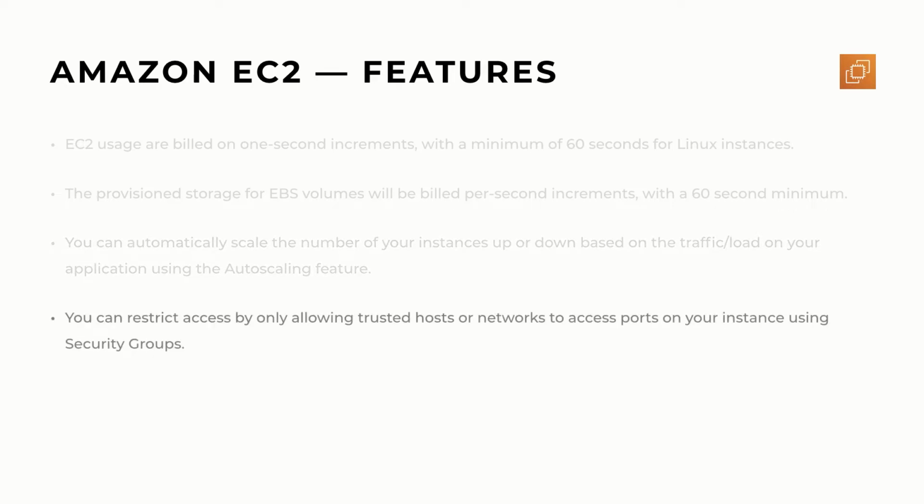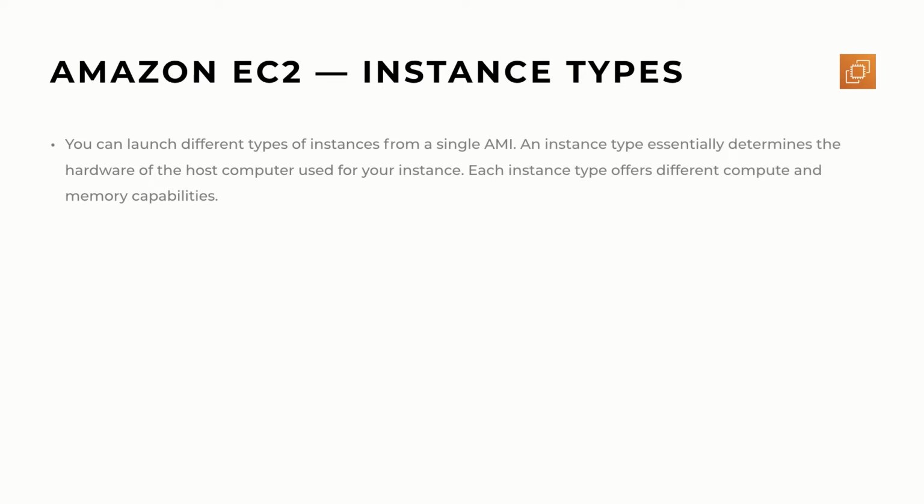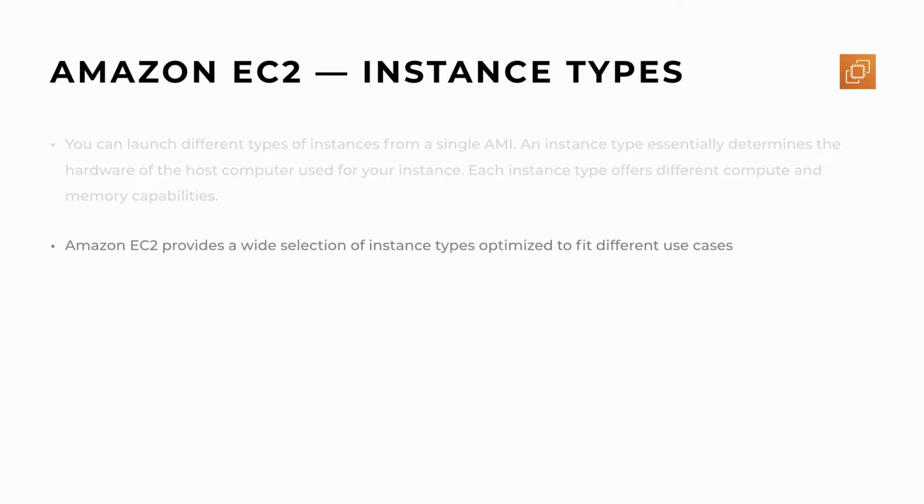You can also restrict access by allowing only trusted hosts or networks to access certain ports on your instance using security groups. You can launch different types of instances from a single AMI. An instance type essentially determines the hardware of the host computer used for your instance. Each instance type offers different compute and memory capabilities. Amazon EC2 provides a wide selection of instance types optimized to fit different use cases. Some of the higher level instance types are general purpose, compute optimized, memory optimized, storage optimized, and GPU instances.